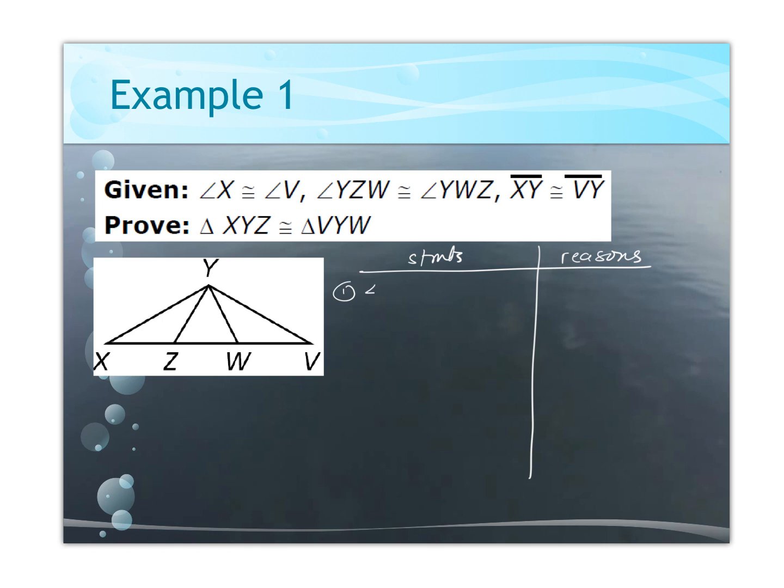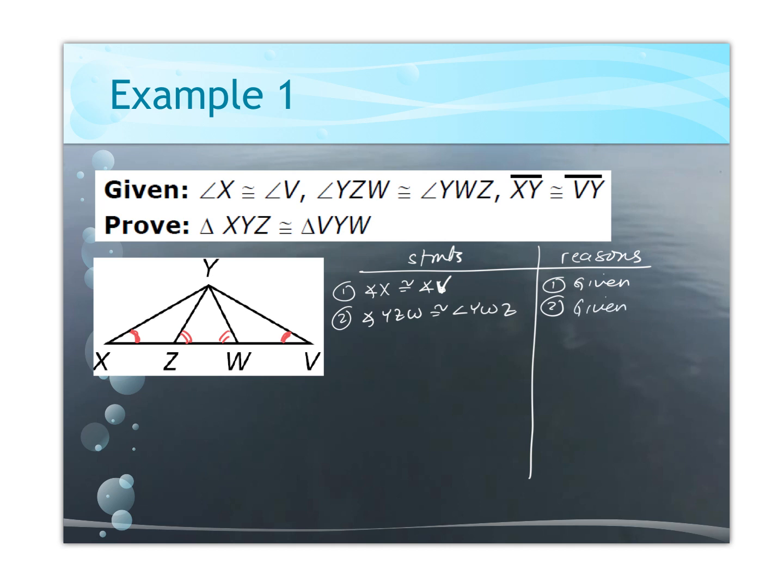Our step one, again, angle X is congruent to angle V, and that's given. And I'm going to go to my picture and identify it. So angle X here is congruent to angle V over here. My second statement, number 2, is that angle YZW is congruent to angle YWZ. And again, I'm going to come over here and figure that out. YZW is here, and it's equal to YWZ. And so notice that I now have two equal angles that they've given me.